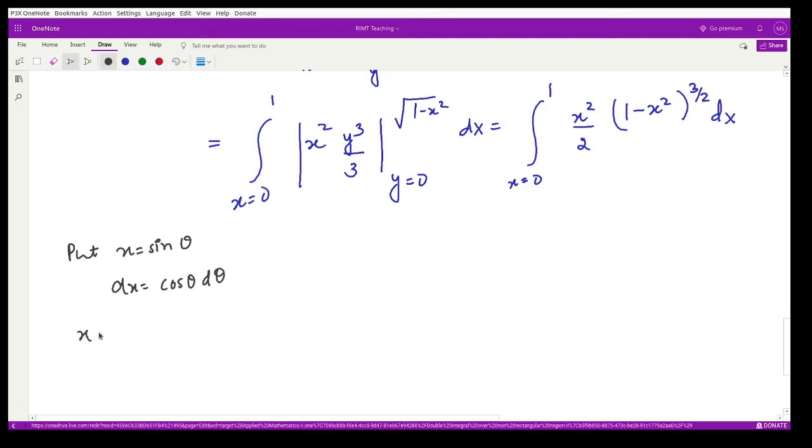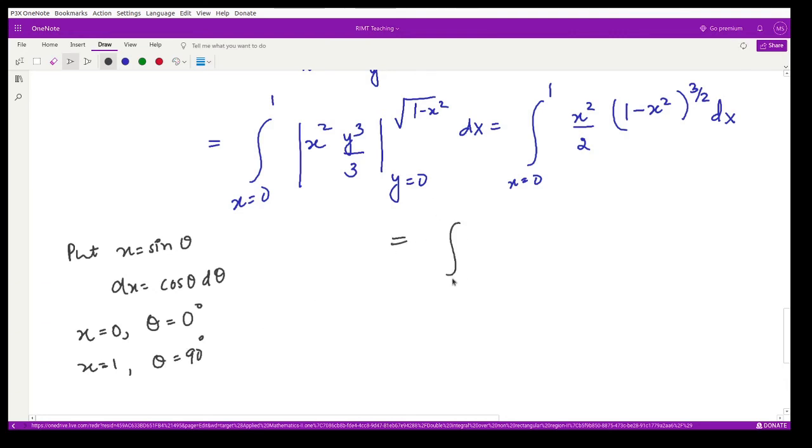So your limits would change. Whenever x is equal to 0, sine theta would be 0, so your theta would be 0 degrees, and whenever x is equal to 1, sine theta is equal to 1, so your theta would be equal to 90 degrees, right? So you can substitute it here.